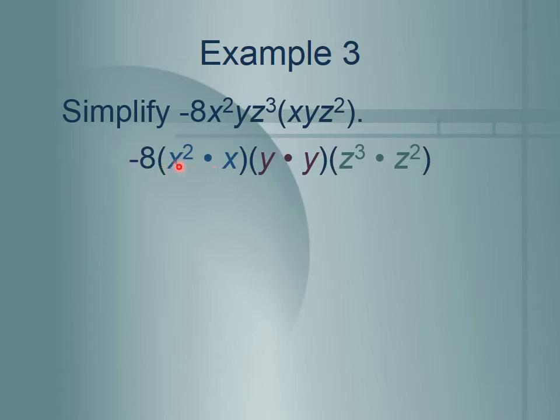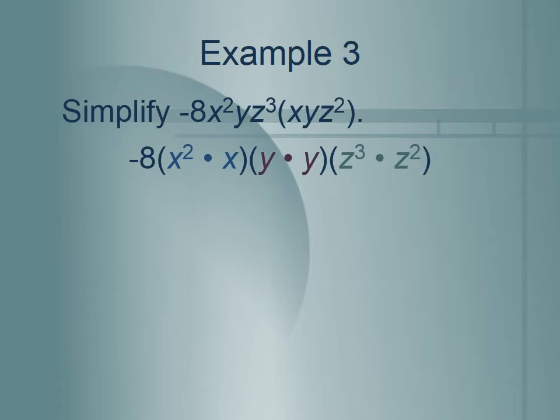My next grouping is my x's. I have an x squared in that group, and I also have an x in that group. So x squared times x. Now I go on to my next group, which is y. I have one y here, and I have another y here. So for my group, I have y times y. Now for my z group, I have z cubed and z squared. So in my z group, I have z cubed times z squared.